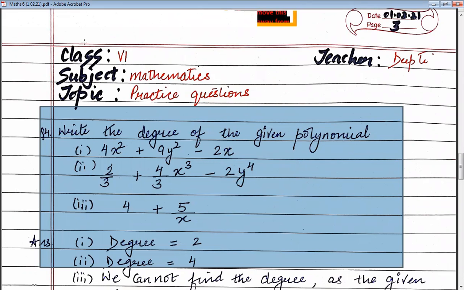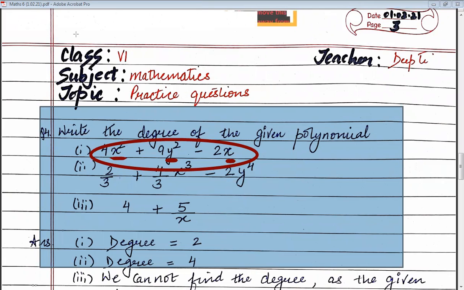Now children, degree means the highest power of an expression. What is a degree? Degree is the highest power of a variable. Now children, let's see the variables here. Your first is x. What is the power of x? 2. What is the power of y? 2. And here the power of x is only 1.